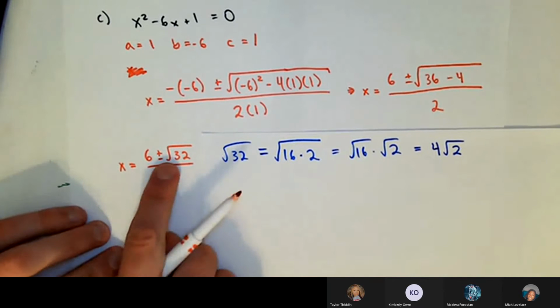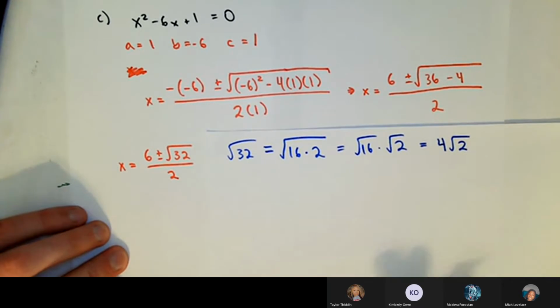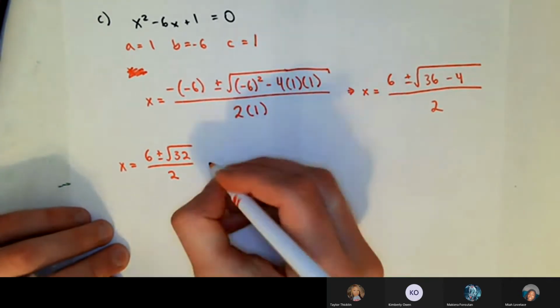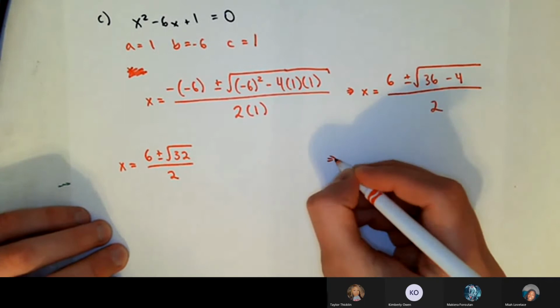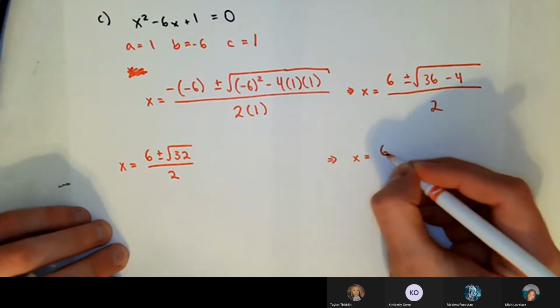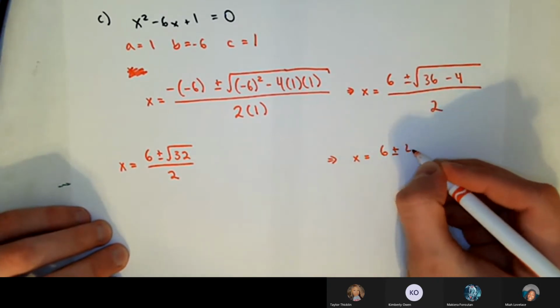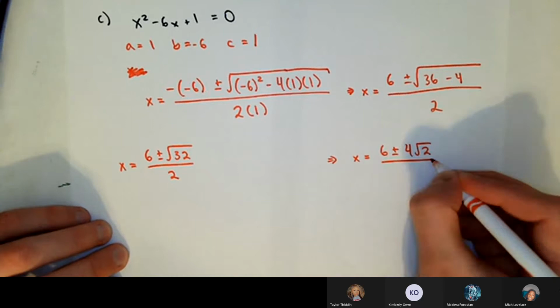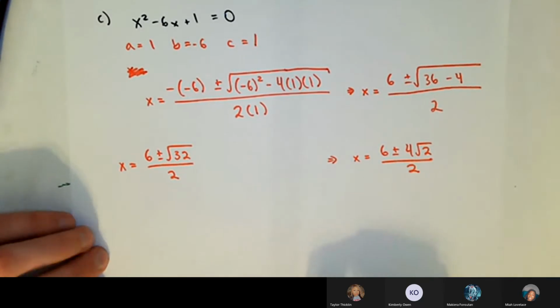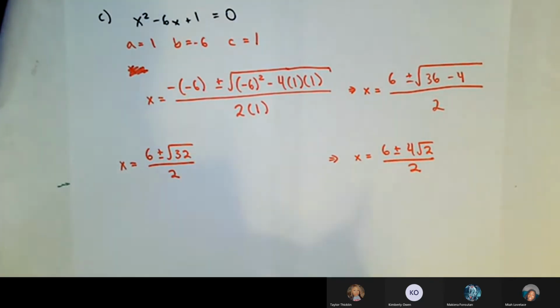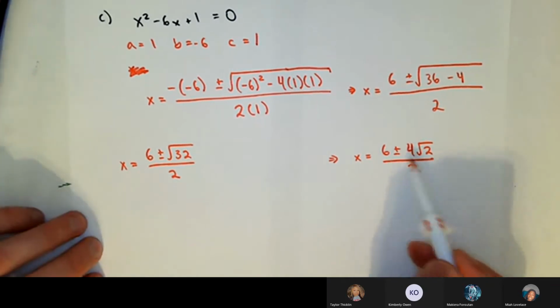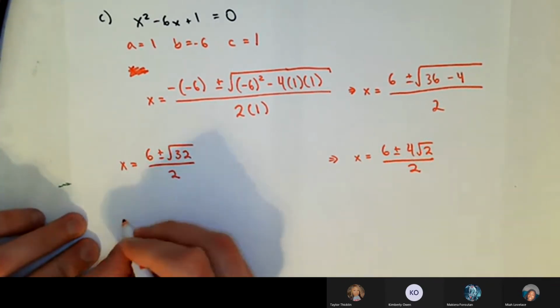This 4 square root of 2 is going to replace the square root of 32. So I'm going to say x is equal to 6 plus or minus 4 square roots of 2 over 2. And again, this one's going to need to be cleaned up more because all of these are even up here along with that. So how do I do that?